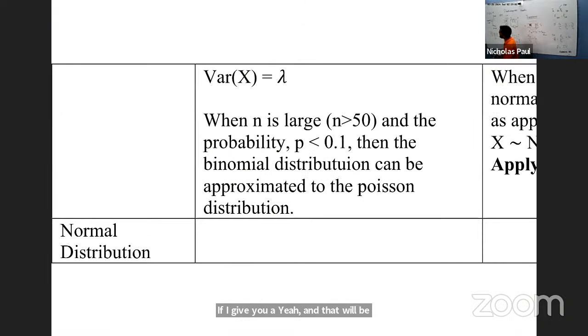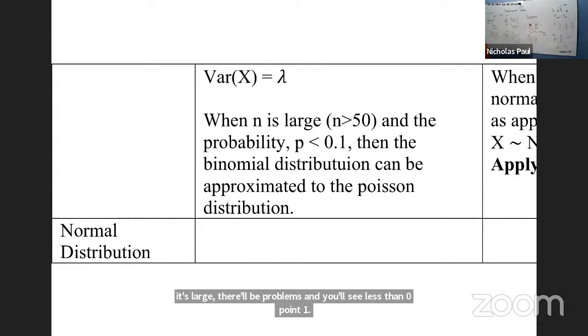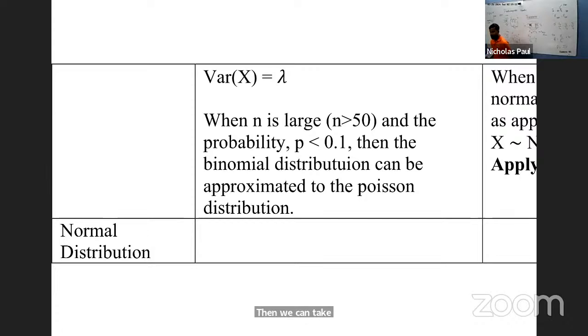One thing you need to notice is that when n is very large, and the probability is less than 0.1, then we can take a binomial and make it into a Poisson. That's only when n is large. So if you're doing a binomial and you find the n value bigger than 50 and p less than 0.1, you will have to convert it to Poisson.